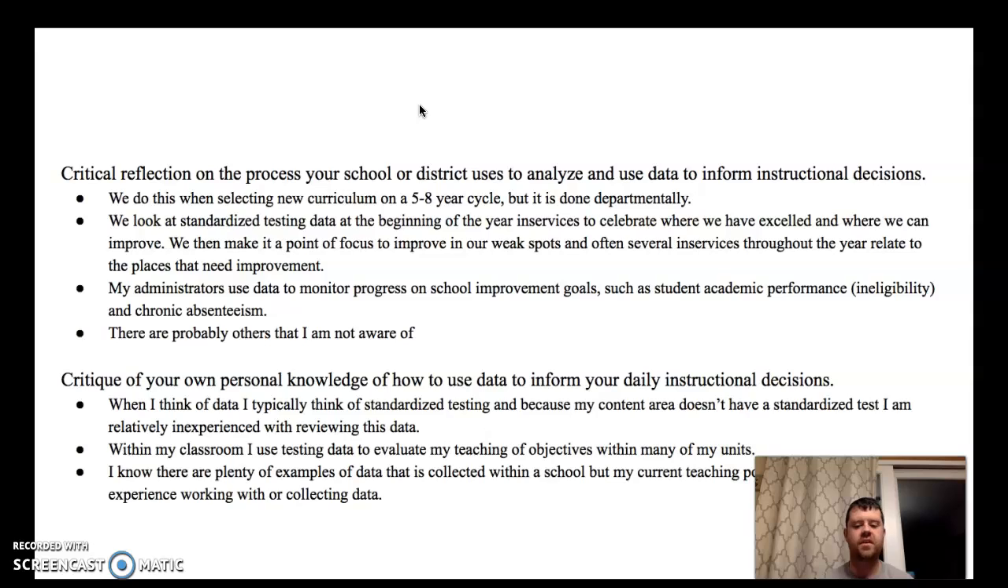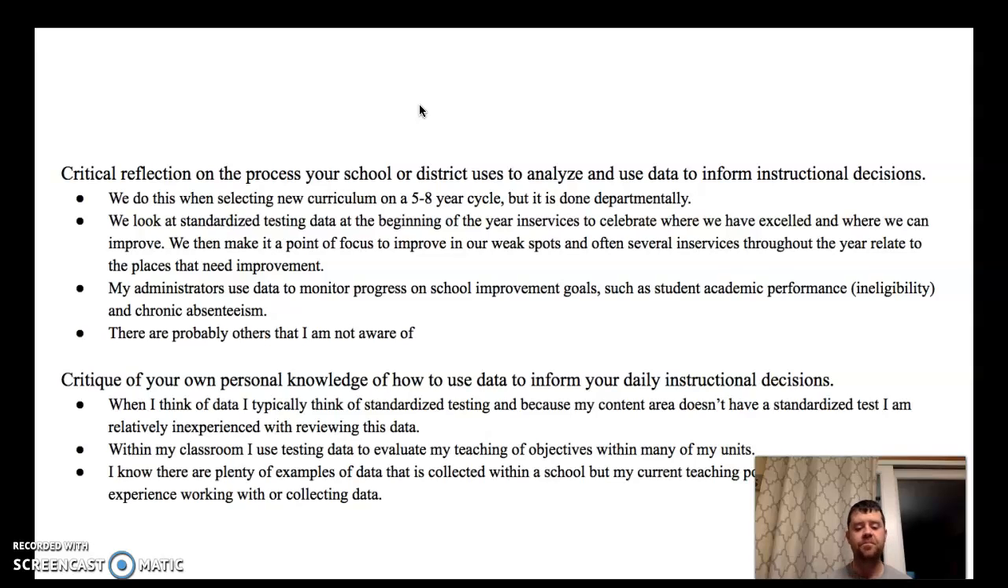As for my own personal knowledge of how to use data to inform daily instructional decisions, when I think of data, I typically think of standardized testing and state testing. Because my content area doesn't have a standardized test, I feel relatively inexperienced with reviewing this kind of data. This past fall when we were challenged to do that, it actually was pretty difficult.